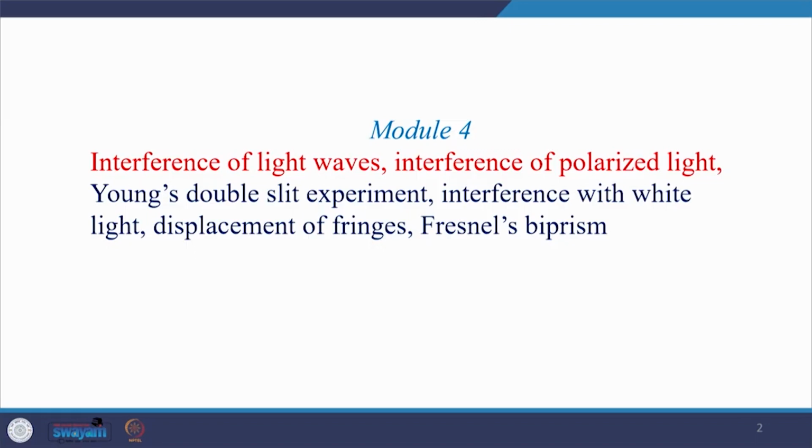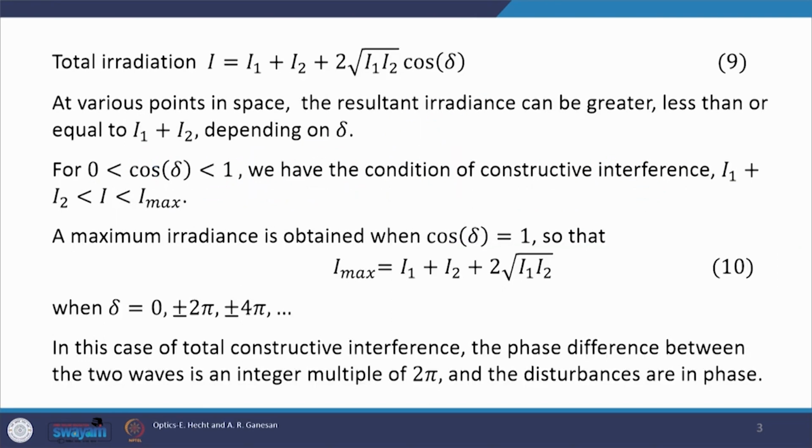Hello everyone, welcome back to my class. We are in module 4, which we started in the last lecture, and we are learning interference. In the last lecture we talked about interference of light, and we also saw the effect of polarization on interference, on the visibility of the interference. Today we will start from where we ended in the last lecture.